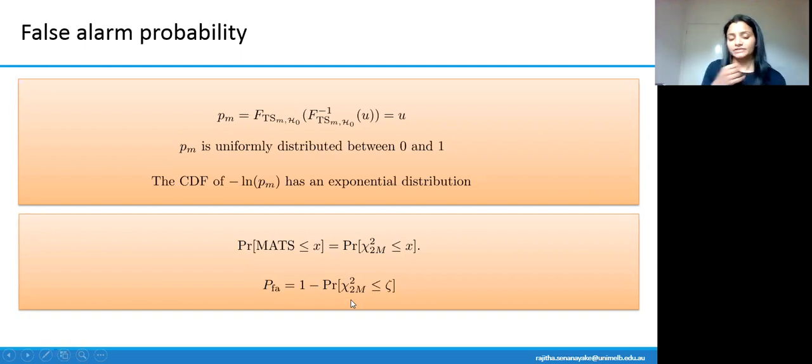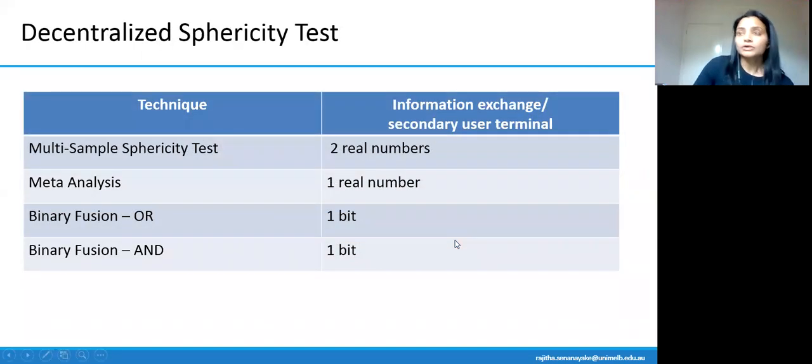We couldn't derive the expression for the probability of detection, but since this is an exact expression, I didn't include any numerical results in the talk today. Before concluding, I wanted to sum up that in this talk, I presented these two methods that we analyzed in the past. In the first, the multi-sample sphericity test needed to send two real numbers up to the fusion center. And the meta-analysis is half the amount of information.